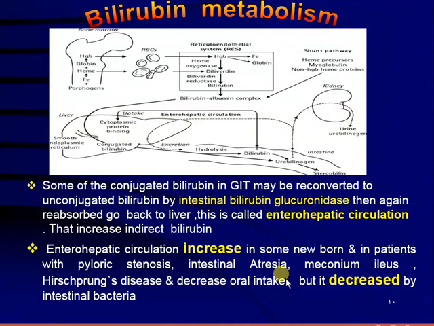Now, some of the conjugated bilirubin in the GIT may be reconverted to unconjugated bilirubin by intestinal bilirubin glucuronidase, then again reabsorbed, go back to the circulation, reaching the liver. This is called enterohepatic circulation. This may cause an increase in indirect bilirubin. Enterohepatic circulation may be increased in some newborns and patients with pyloric stenosis, intestinal atresia, meconium ileus, and so on, but it is decreased by intestinal bacteria.